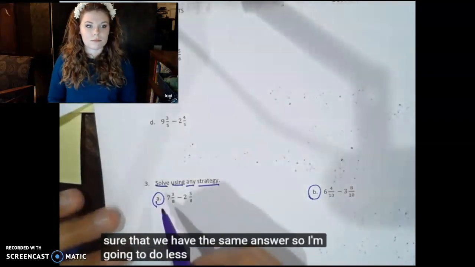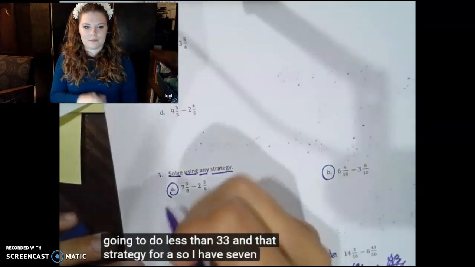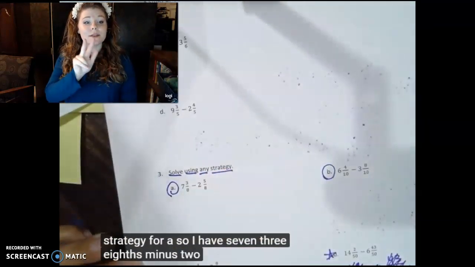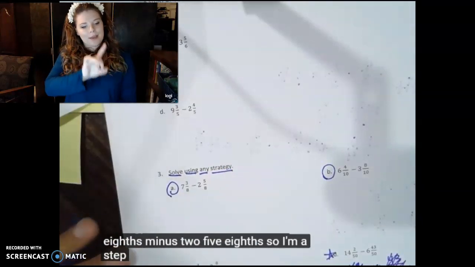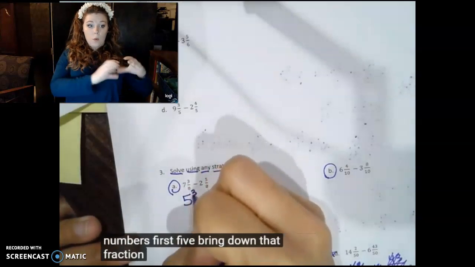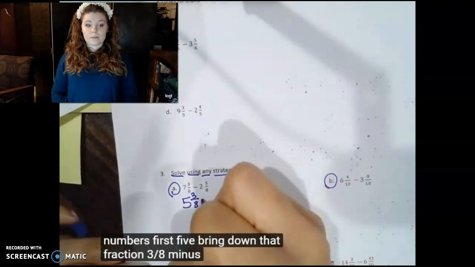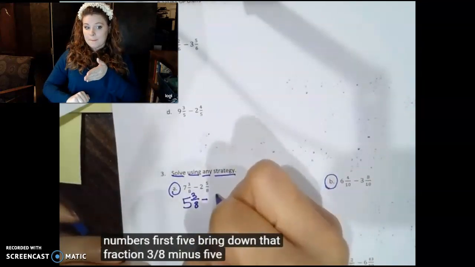So I'm going to do lesson 33, that strategy for A. So I have 7 3/8 minus 2 5/8. So my step 1, I'm going to subtract the whole numbers first. 5, bring down that fraction, 3/8 minus 5/8.